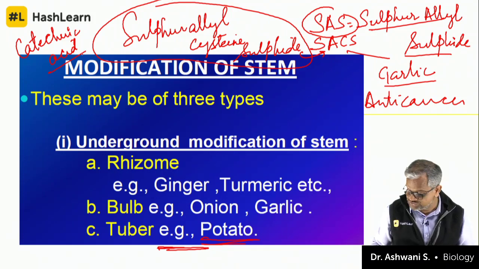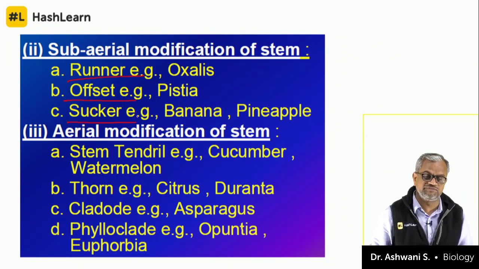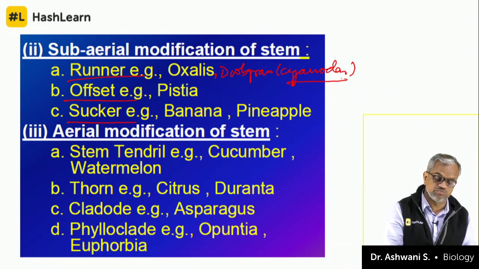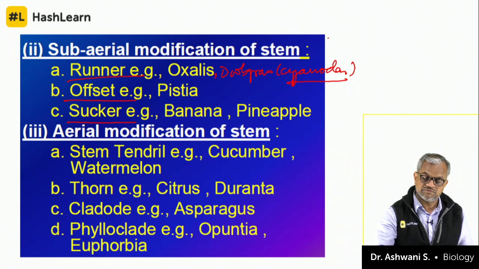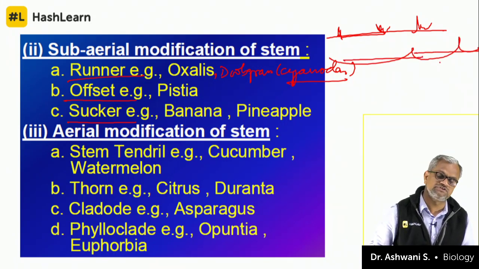Difference between phylloclade and phyllodes. Subaerial, that is runners, offset, suckers. I am not going into detail of it. Directly they will ask you the examples of it. Runners, offset, suckers. What happens is, oxalis and doob grass, that is Cynodon. Cynodon is the scientific name of doob grass. They run, this is the doob grass. Offset, suckers, half inside the soil, half above the soil.